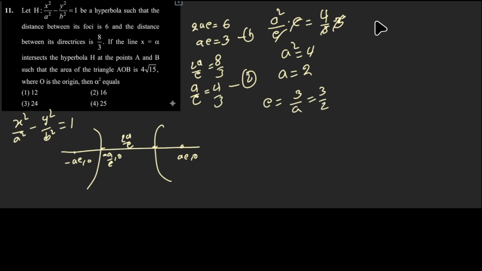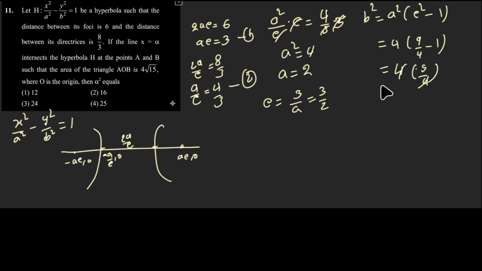So with the e value, now the b square value. b square is equal to a square into e square minus 1. A square value 4, e square value 9 by 4, minus 1. That is equal to 4 into 9 minus 4 by 4, that is 5 by 4. So 4 cancels. b square is equal to 5.